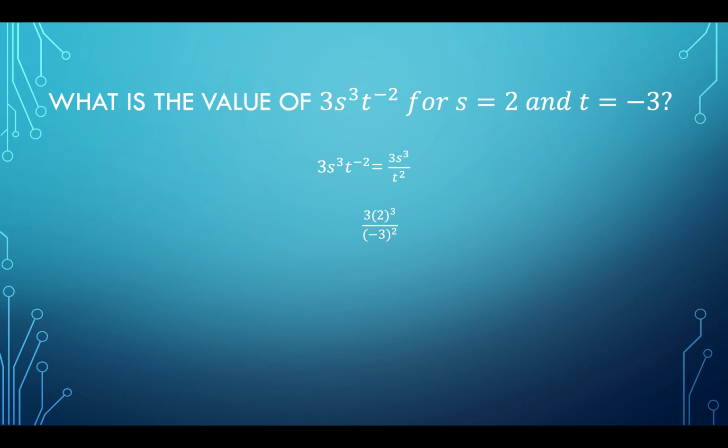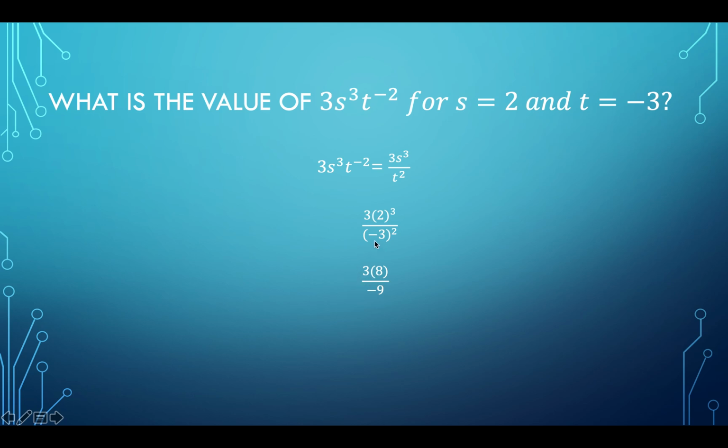Your next step is to plug in for s and t. Well, s is equal to 2, so I plugged in 2 for s, and t is equal to negative 3, so I plugged in negative 3 for t. What's important to remember is PEMDAS: parentheses, exponents, multiplication, division. We don't multiply 3 times 2 first. We do 2 to the 3 first, so 2 times 2 times 2, and we get 8. Now we can multiply 3 times 8.